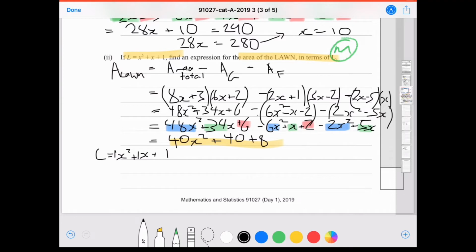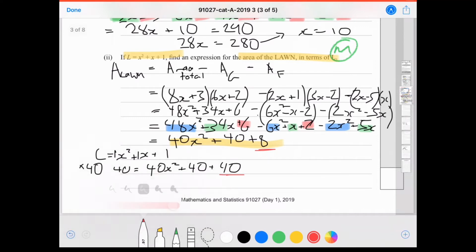What we're going to do, let's multiply L by 40 to get these A and B terms the same as our expression for the area of the lawn. So we can say 40L equals 40x squared plus 40x plus 40. And now they are similar. But looking at the C term of our quadratics now, you've got 40 here and 8 here. So again, there's some difference.